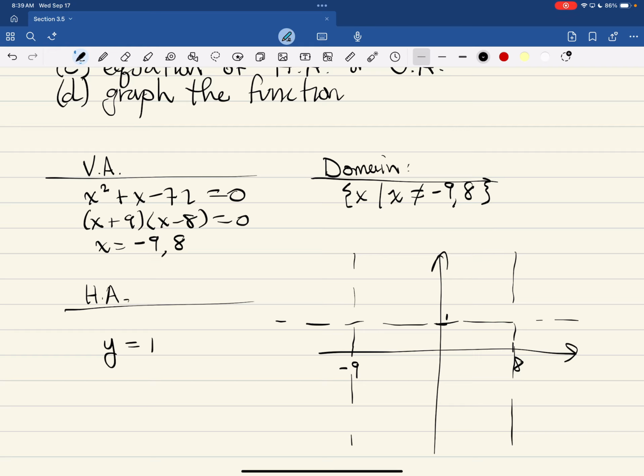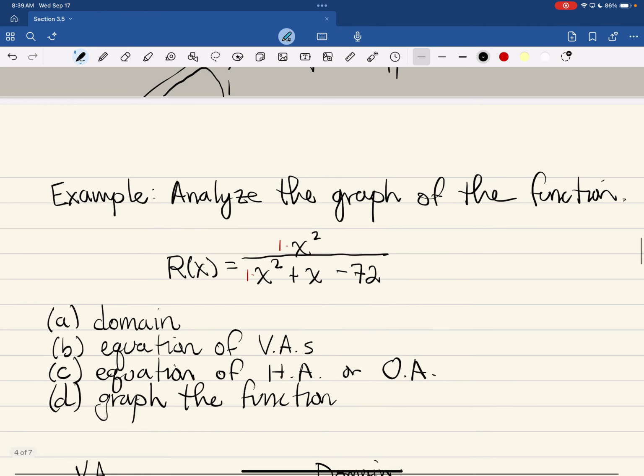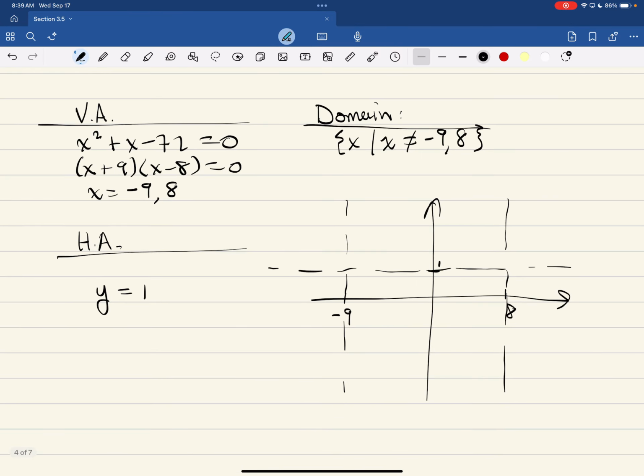Okay, so when we're to the left of -9, it might be easier if we write this out now factored as x plus 9, x minus 8. Because when we're less than -9, this is negative, and this is negative. The top is always positive. And so we're going to be above. Is everybody okay with that so far?